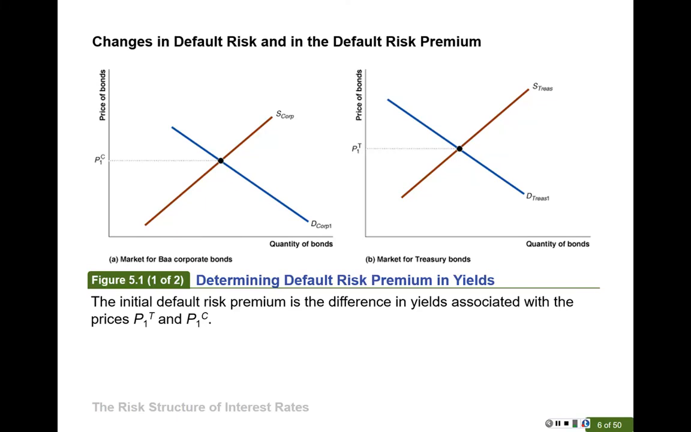Let's use the default risk premium to explain why the interest rate on the BAA corporate bond is higher than the interest rate on the treasury bonds.